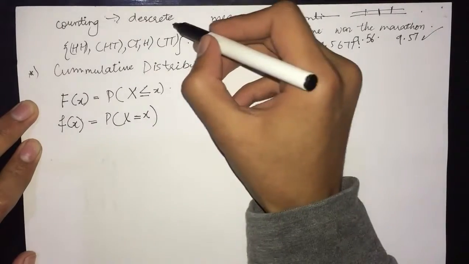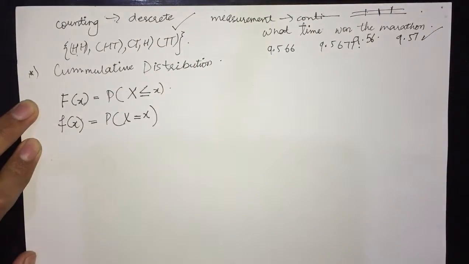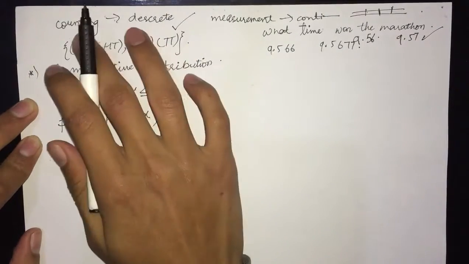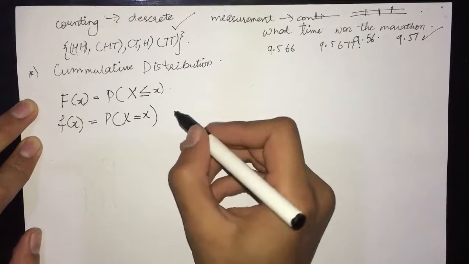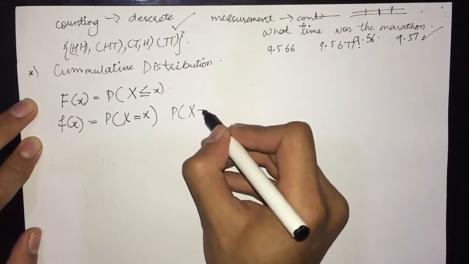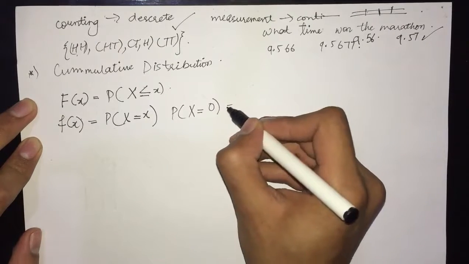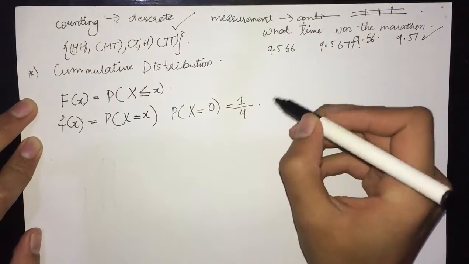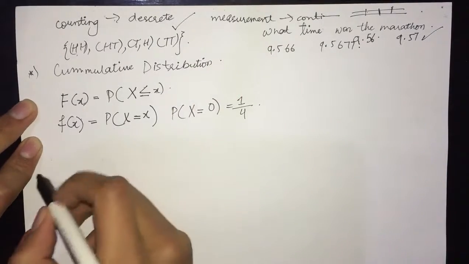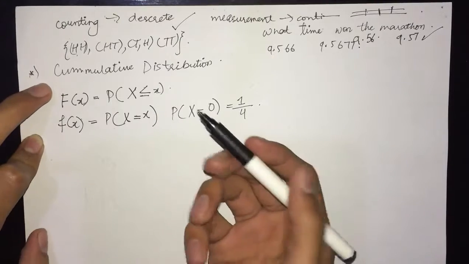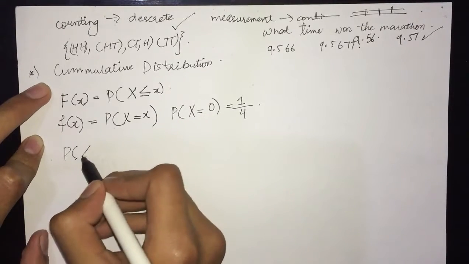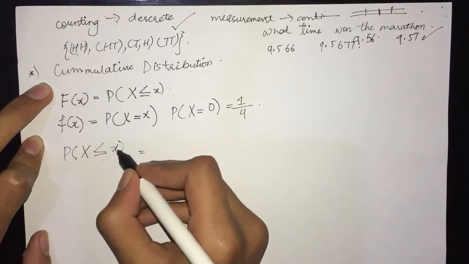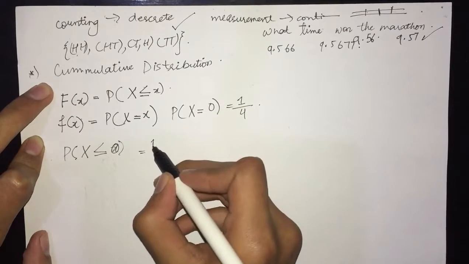So for example, let us take the example where we toss a coin 2 times. If one person is interested in finding the number of tails, then for the first sample point, P of X equals 0 is 1 by 4. For the cumulative distribution function, P of X less than or equal to 0 is also going to be 1 by 4.